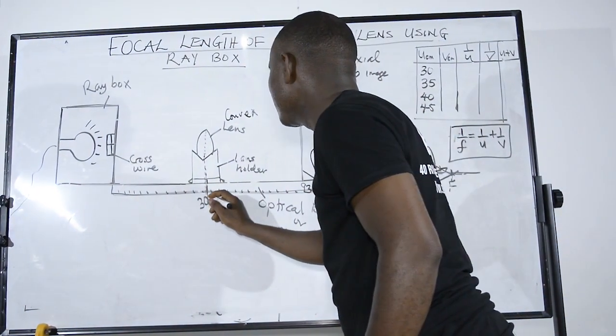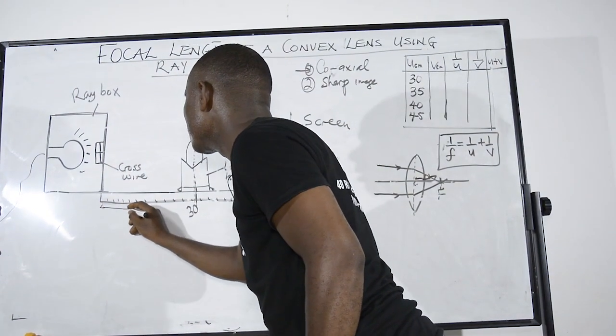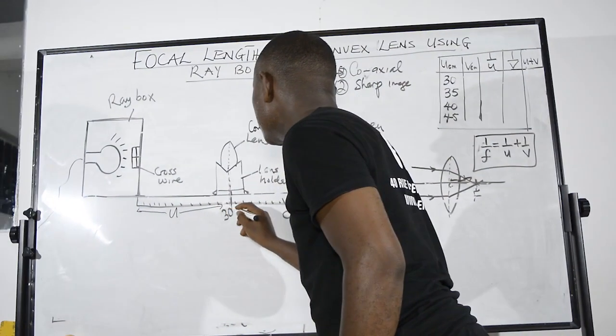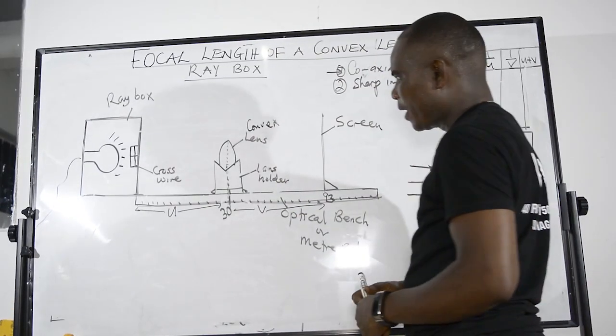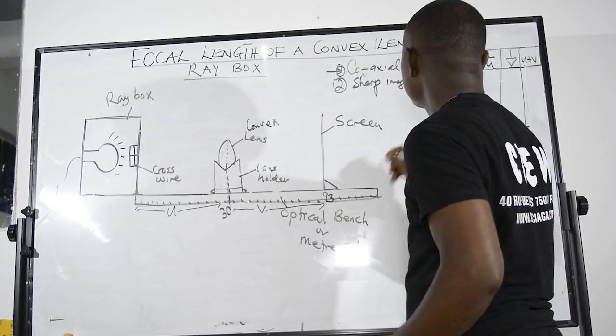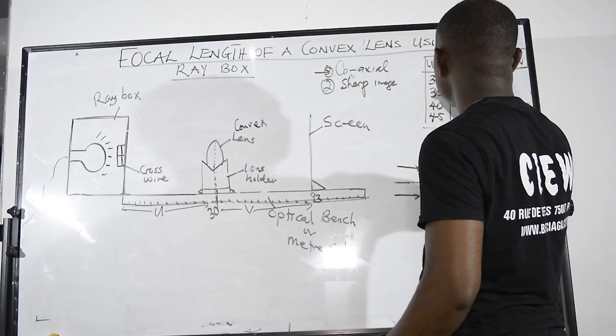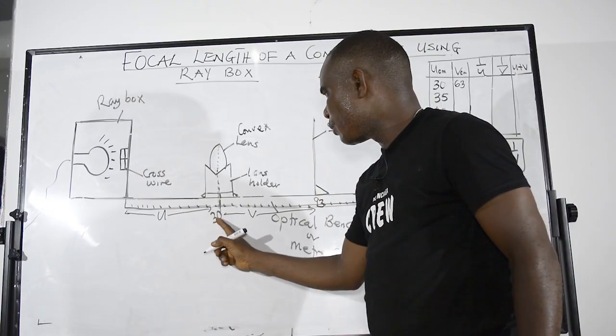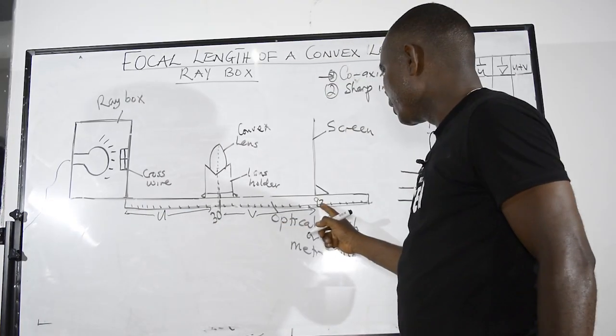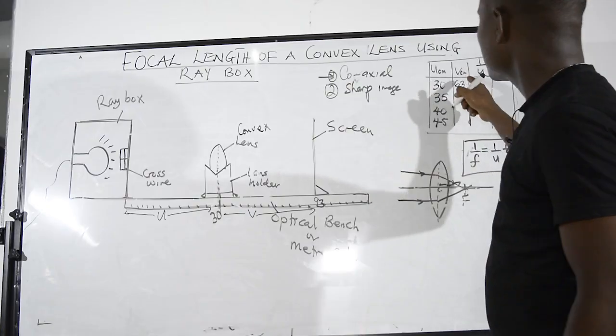So I need to find the image distance. This is the object distance, U. Now this is the image distance, V, somewhere there. The image distance will be 63, because if I remove 30 from 93, I'm left with 63. So I got that for this.